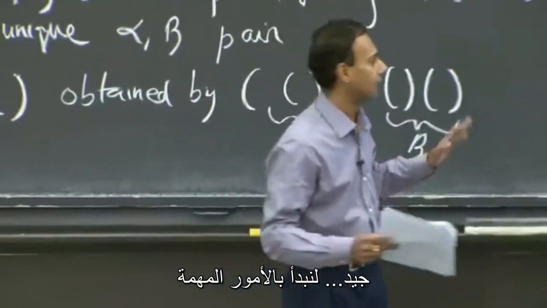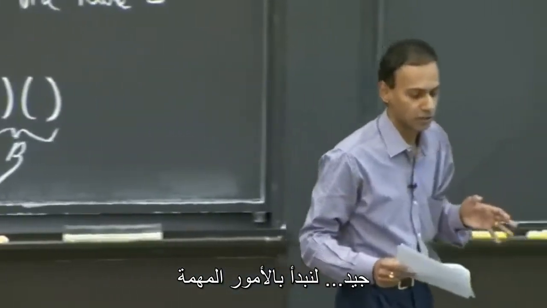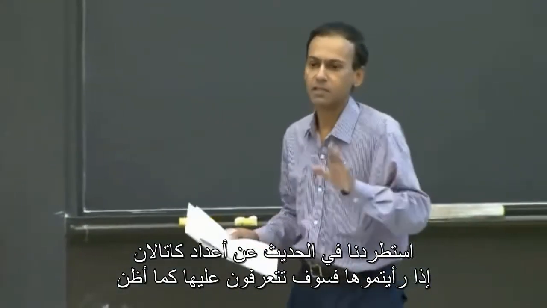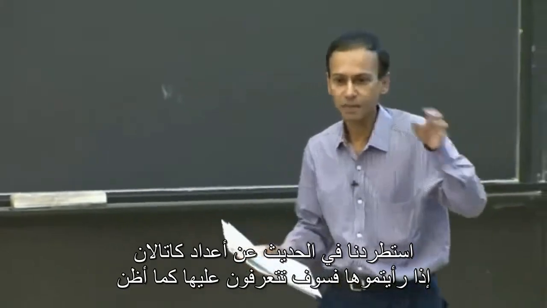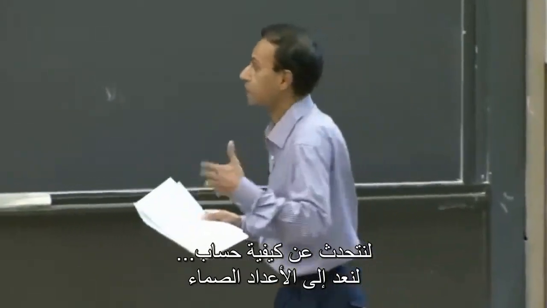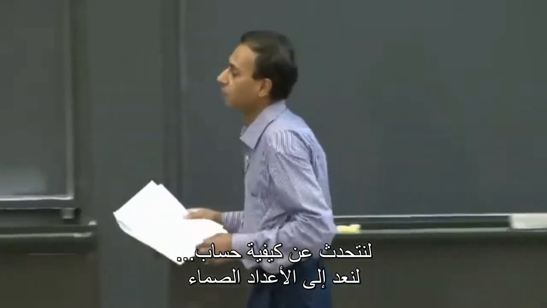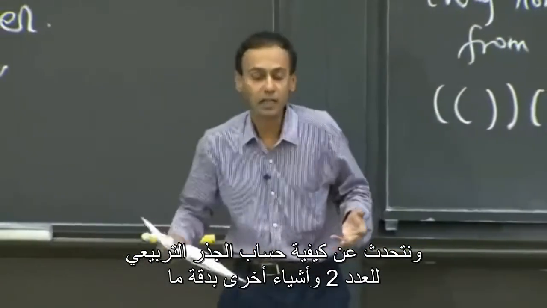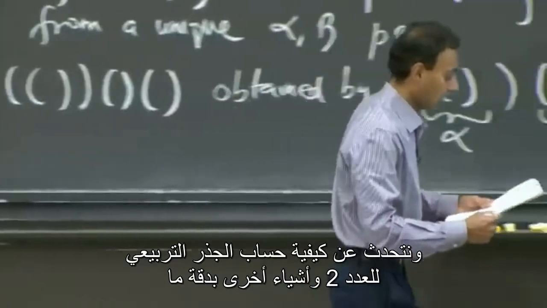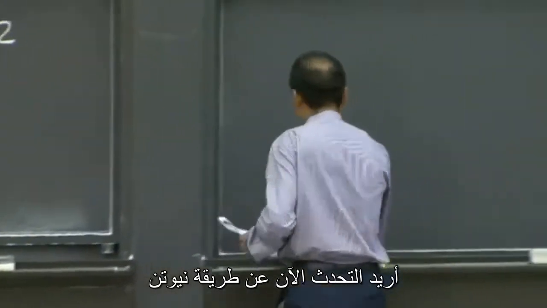All right. So let's get down to business, right? So we talked about Catalan numbers. It's a digression. If you see them, you'll recognize them, I think. Let's talk about how we could compute. Let's go back to irrationals and talk about how we could compute square root of 2 and other things to arbitrary precision. So what I want to do is to talk about Newton's method.